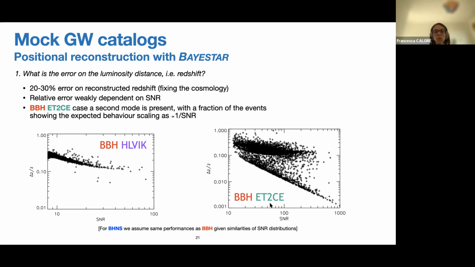for the ET2CE, then you have kind of double modes. So one which is mildly dependent on the SNR for the redshift error, and one that instead has this expected behavior on 1 over the SNR. And this is important for us for cross-correlation purposes. So for black hole neutron stars, we do assume basically the same performances as black hole binaries, given the similarities in the SNR distribution.